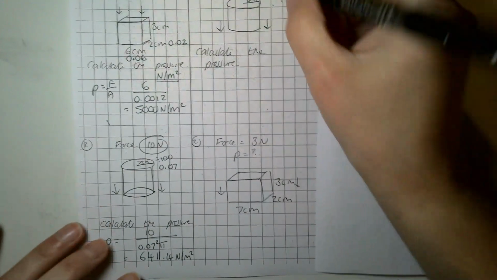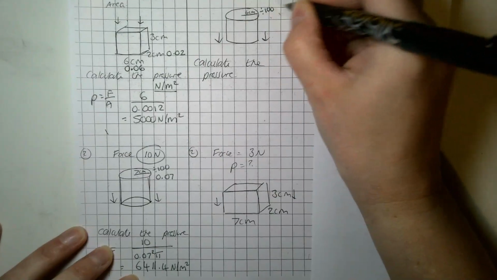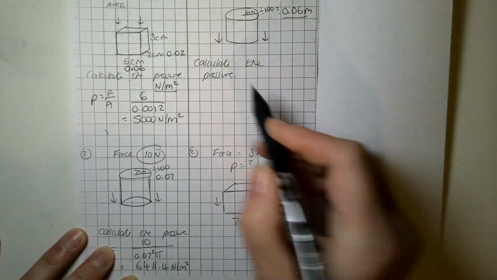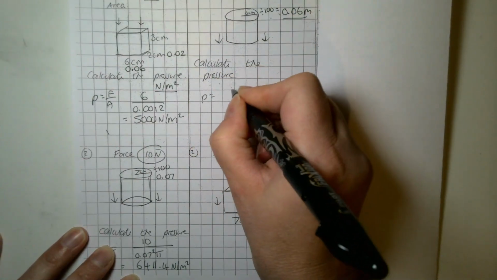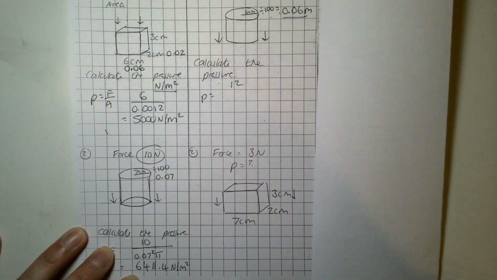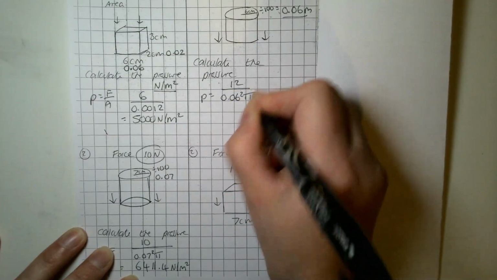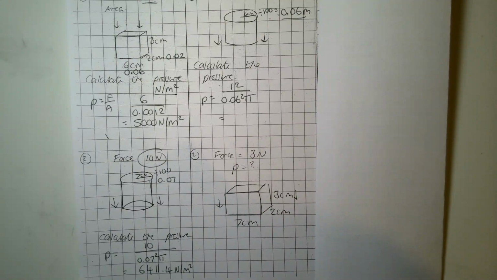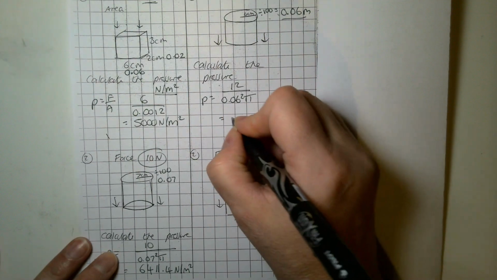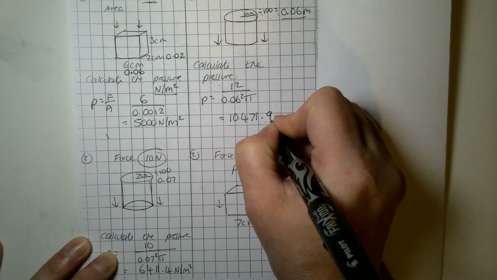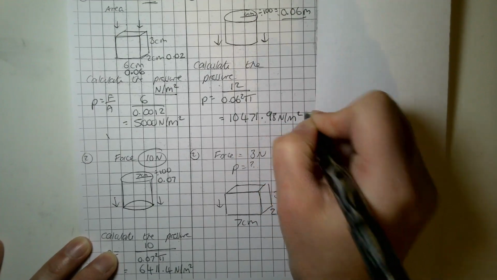Okay, this next one's really similar. So 6 divided by 100 is going to turn that into 0.06 metres. To work out the pressure, I need to do the force, which is 12 newtons, divided by the area of my circle, so 0.06 squared pi, and put that through my calculator. And make sure you're putting it through your calculator as well. 10,471.98 newtons per metres squared.